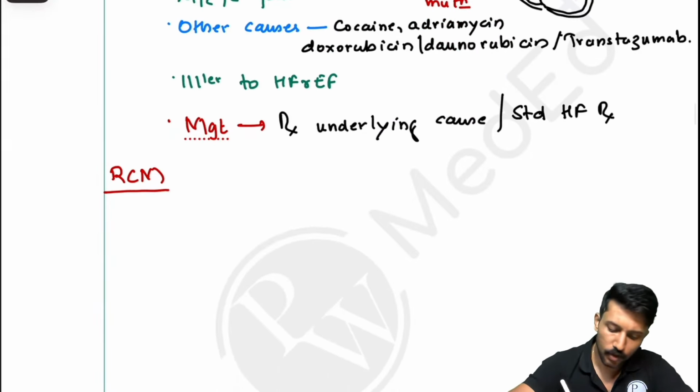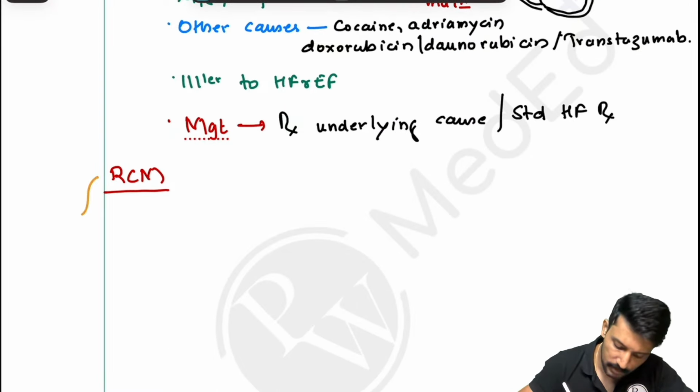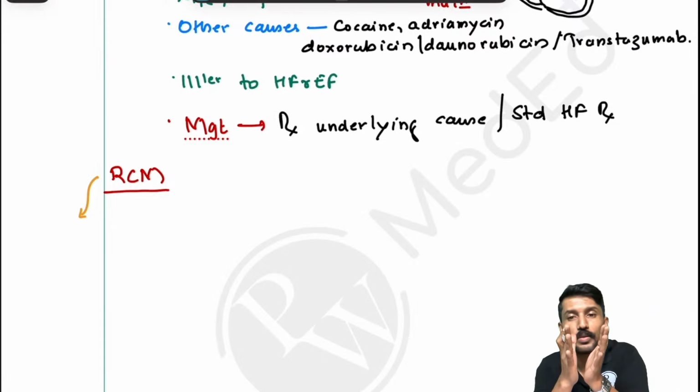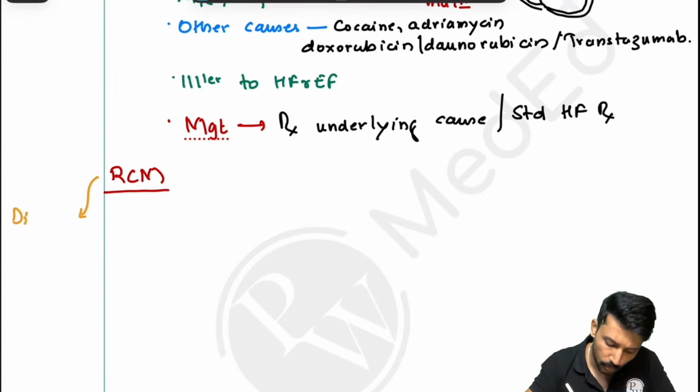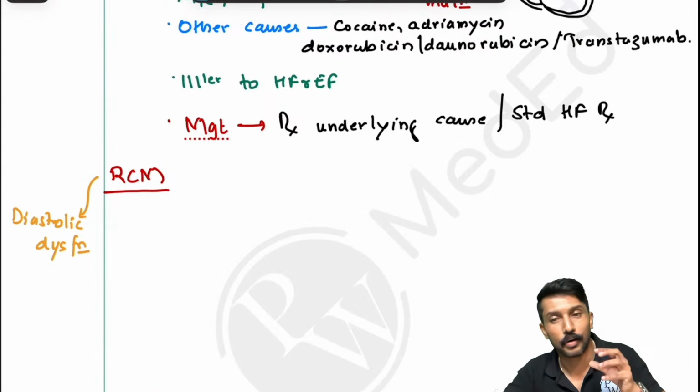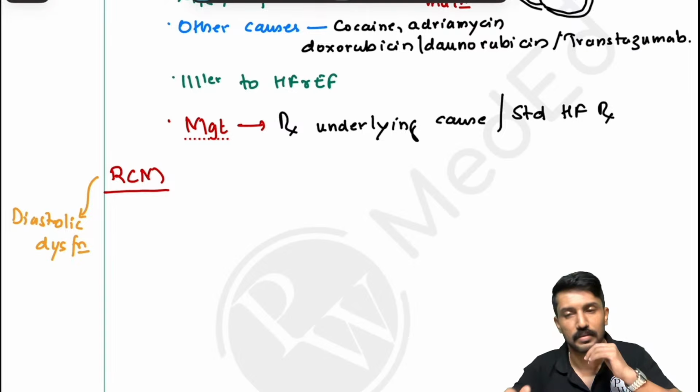But restrictive cardiomyopathy is a form of diastolic dysfunction. Means there is restriction to the relaxation of the ventricle. So it can't receive blood. So it is a problem in diastole. It's a diastolic dysfunction. Now what can make my ventricle not receive blood or not relax easily?